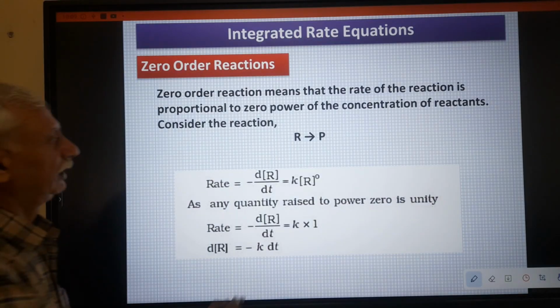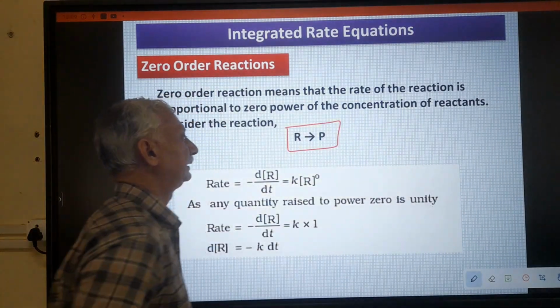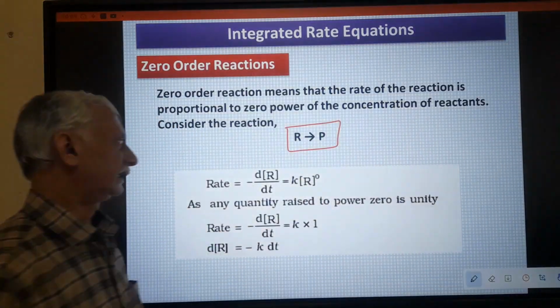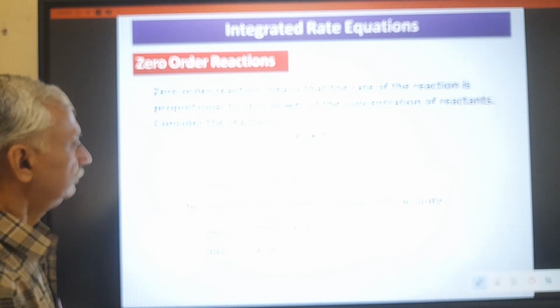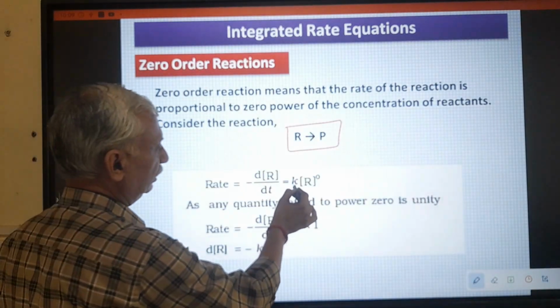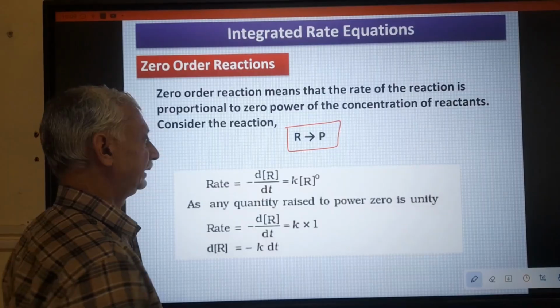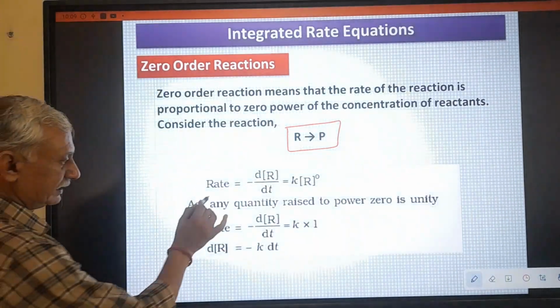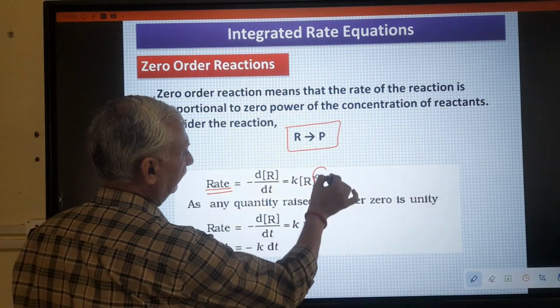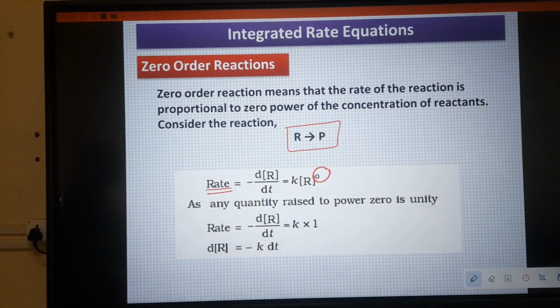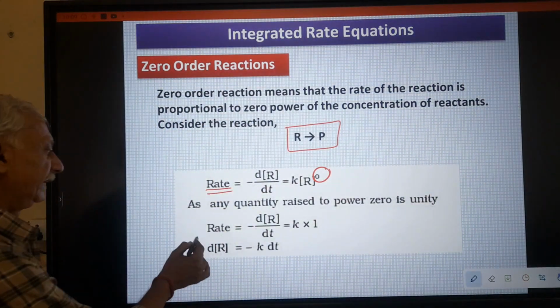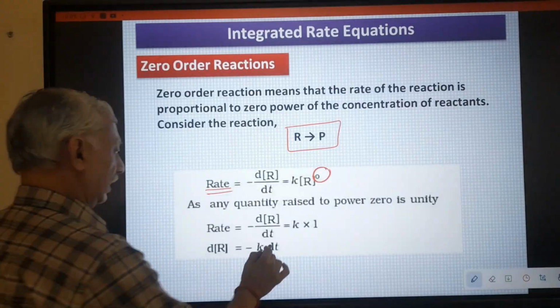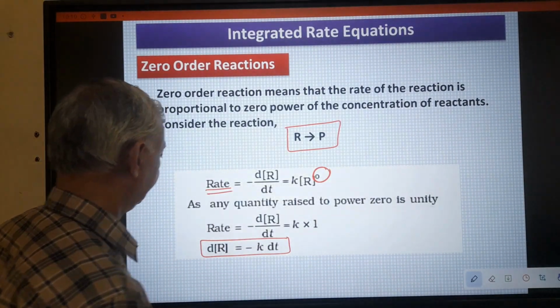For a zero order reaction, where we consider this reaction where reactant R is converting into product P, the differential rate equation will be minus dR upon dt is equal to k, molar concentration of reactant raised to power 0. Means for a zero order reaction, the rate is independent of the concentration of the reactant. And you have already studied that any quantity raised to power 0 is equal to 1. So here we can also write this reaction like that, or this reaction like that.